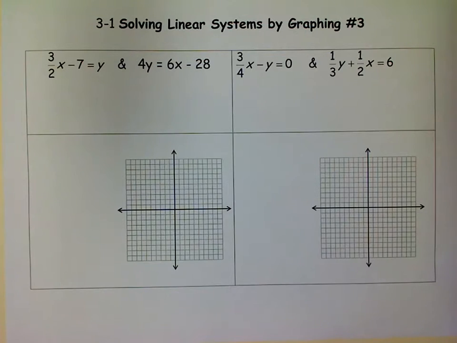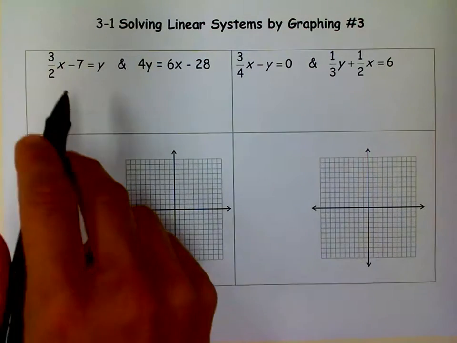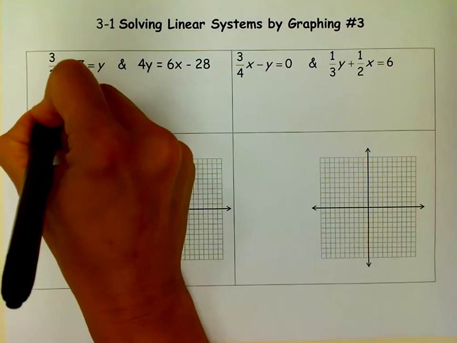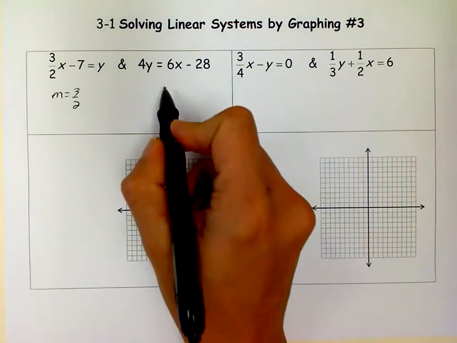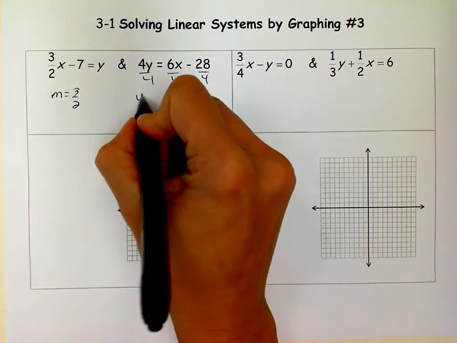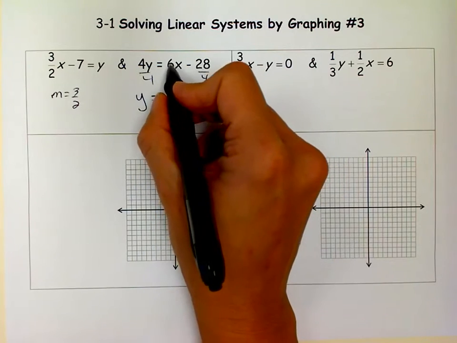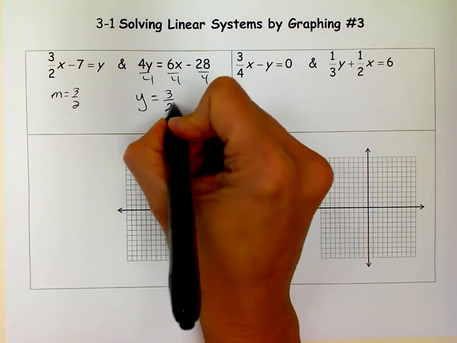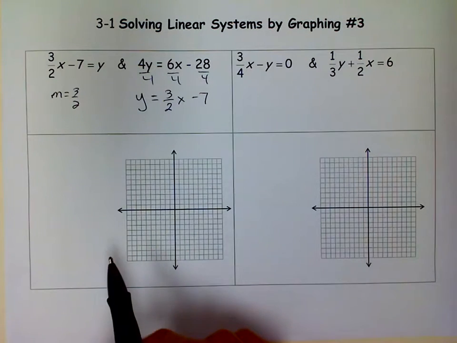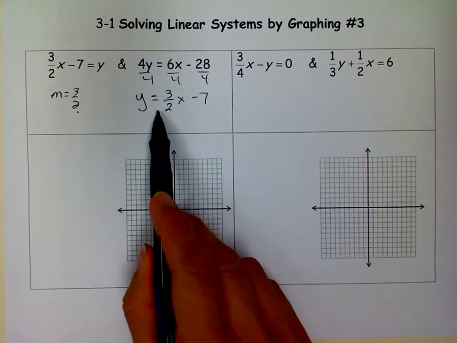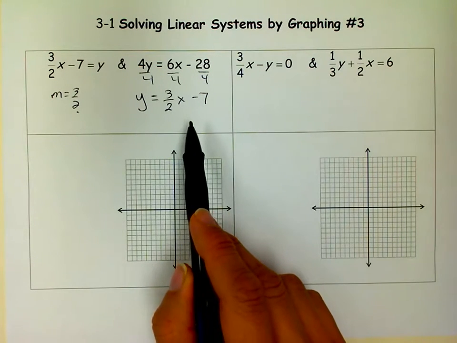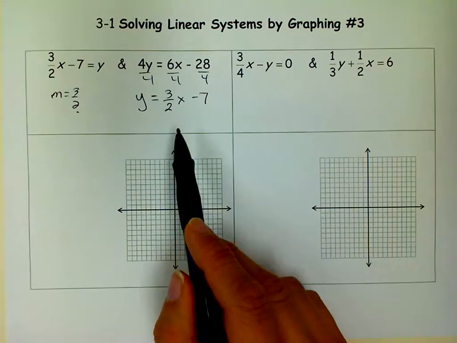So you want to get the equations in slope-intercept form. This one has y alone, so it's already in slope-intercept form. My slope is 3/2. Over here I need to divide by 4 to find the slope-intercept form. And 6 divided by 4, if we reduce that, is 3/2. And 28 divided by 4 is -7. Now what I want you to notice is that the slopes are the same and the y-intercepts are the same. That means these lines are the same line. So I'm going to have an infinite amount of solutions.